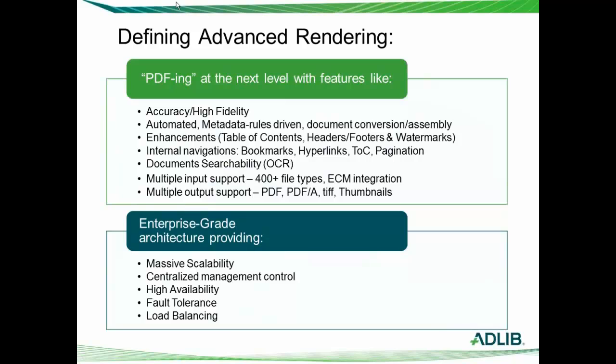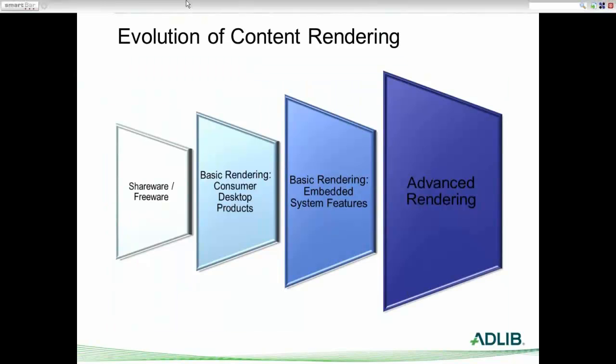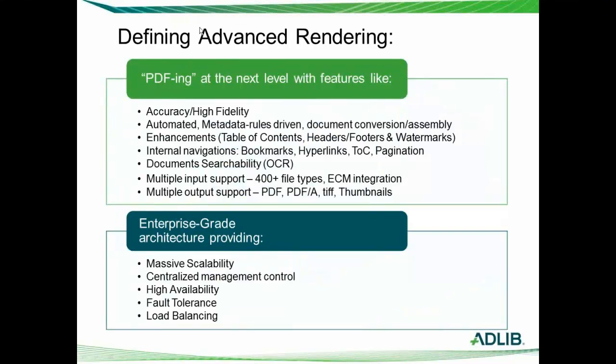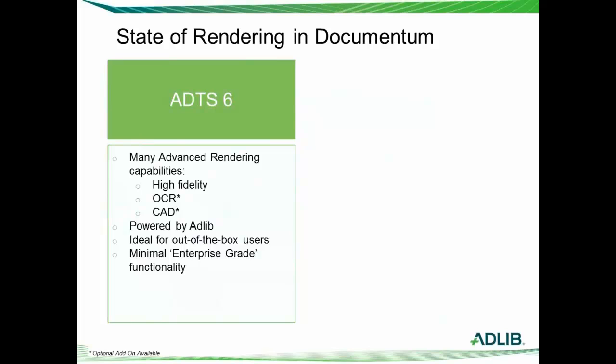If I look at the evolution of content rendering within enterprise content management systems, there's been a shift from shareware or freeware, to basic rendering capabilities at the desktop level, to increasingly a focus on advanced rendering. Advanced rendering, just to put a frame around it, is really taking PDFing to the next level. It provides a number of features: accuracy and high fidelity, automation, multiple file type support, and multiple output formats, so not just PDF, but PDF/A, thumbnail, TIFF. It's also enterprise grade, so it involves scalability and IT considerations like high availability, load balancing, and the like. And the challenge that organizations have, of course, is that within Documentum, the state of rendering has been shifting.